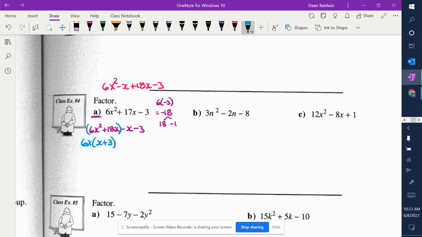Always take the largest. What am I going to take out of the second set? Negative 1, because that's going to flip all the signs, right? How do you know you're doing it right? Brackets match. So now what do I do?